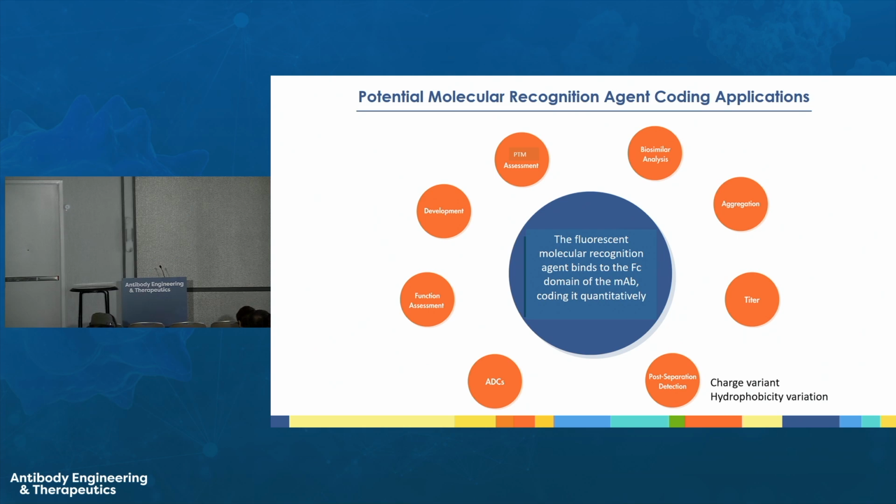You can do aggregation analysis, titer analysis. In fact, aggregation plus titer together. With post-separation detection, we can do charge variant analysis. We can do hydrophobicity analysis. And you can again get both titer as well as charge variant composition. You can analyze ADCs. You can analyze function, antigen binding, Fc receptor binding.